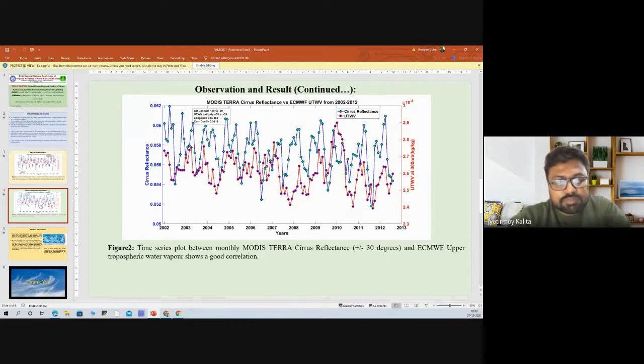So there are some semi-annual variations, and maybe we need to remove the annual anomalies, inter-annual anomalies maybe, and then we will be getting a good correlation coefficient. This work is in a preliminary stage, so we need to work more on it. So there is also some correlation between Cirrus reflectance and the ECMWF upper troposphere water vapor.